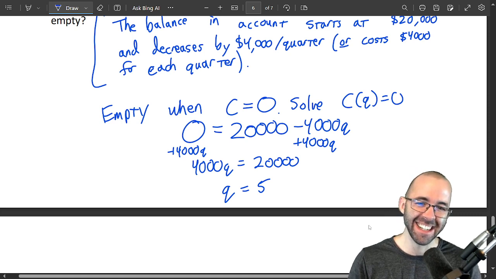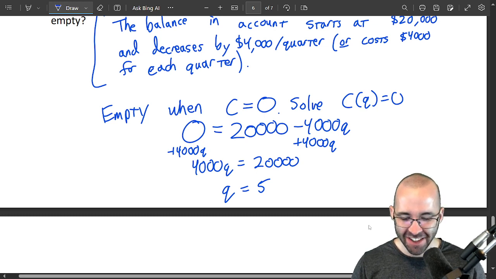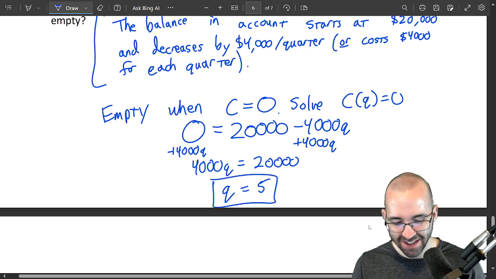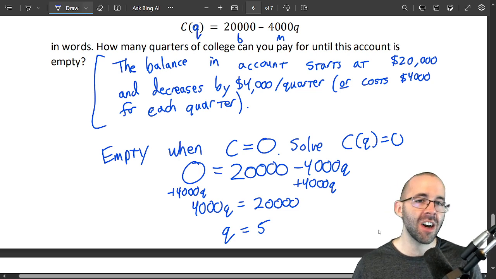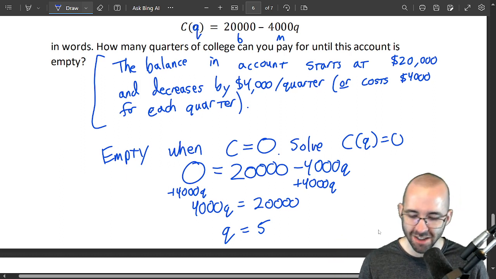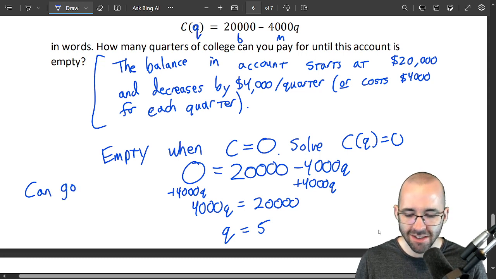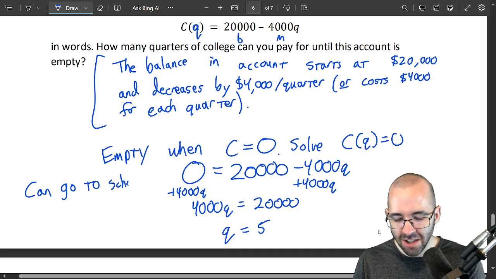That's not good. You can go to school for 5 quarters, and then you got no money. Maybe this is an appropriate, accurate answer. Good luck. So hold on, that's not our answer. Q equals 5 is not our answer. Right? If someone asks you, how many quarters of college can you pay for until this account's empty? And you say Q equals 5, that's kind of weird. You could just answer 5 quarters, actually. You don't need the full sentence. 5 quarters is a good answer. Can go to school for 5 quarters.